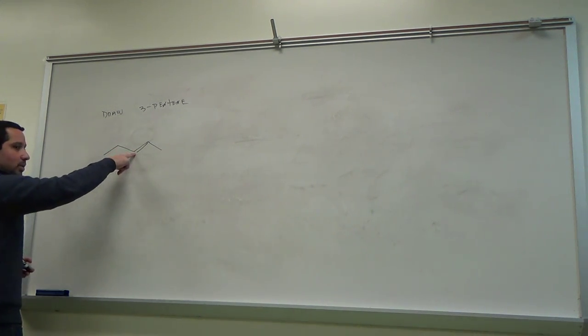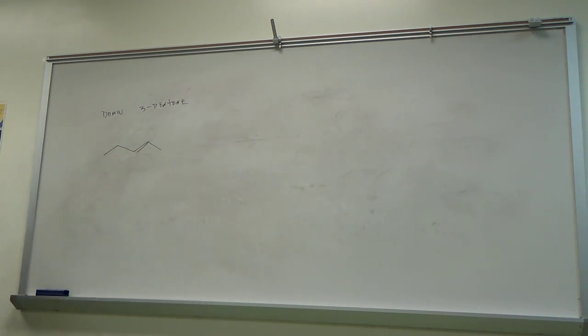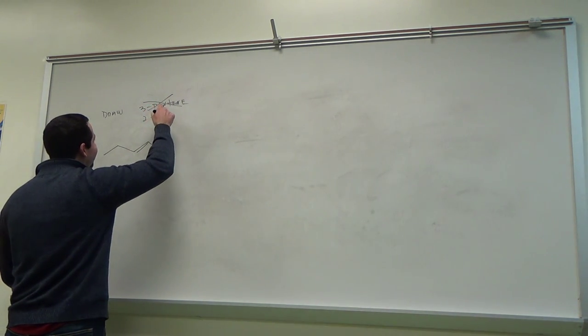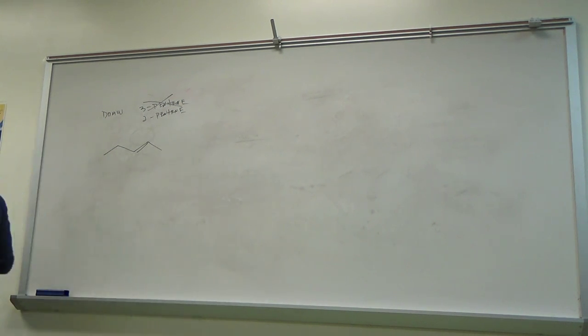One, two, three. Yes? One, two, one, and two. Is that 3-pentene? That is not 3-pentene. 3-pentene does not exist. Okay. Only 2-pentene. We did draw 3-pentene, but it doesn't exist. That is 2-pentene. Yes? So what is that? 2-pentene.